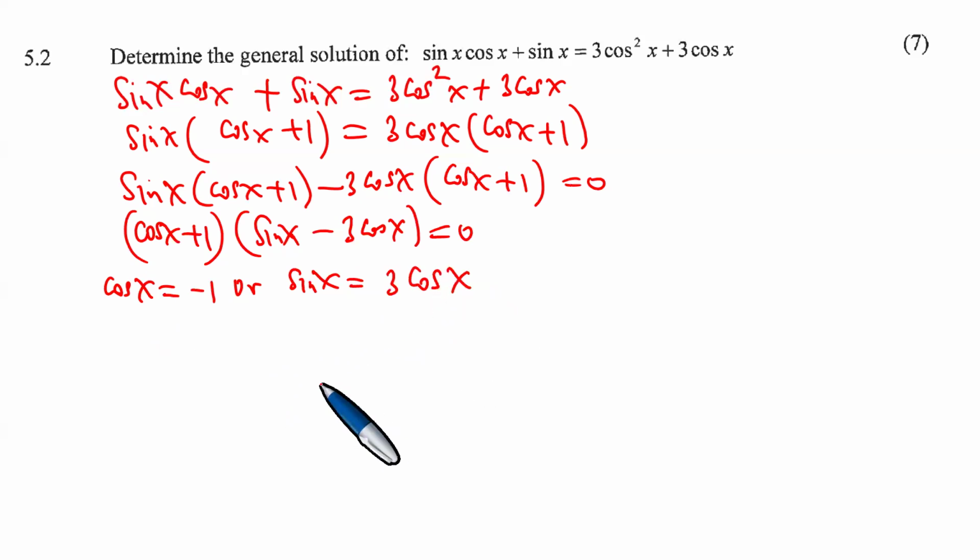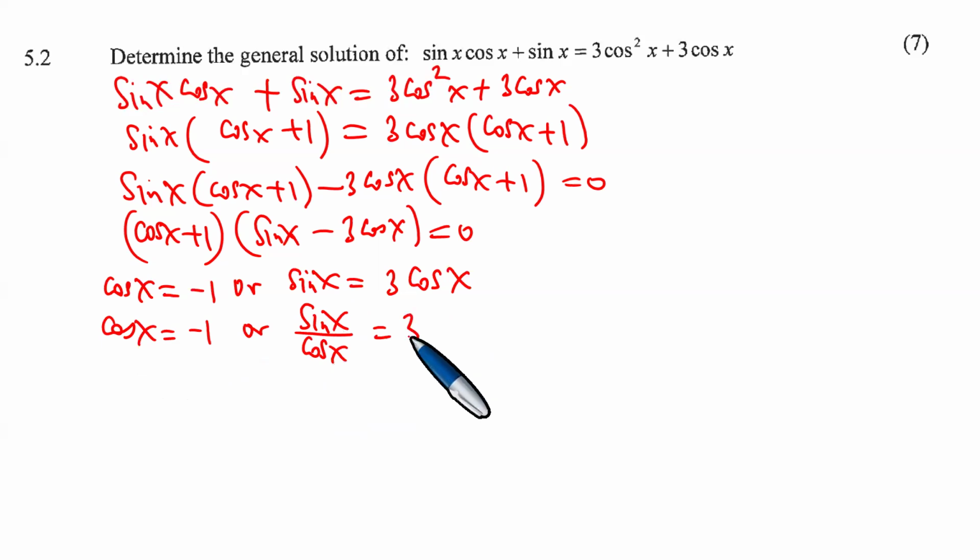And then what do we do here? Reference angle. Yeah. We get our reference angles. Well done. Before we get our reference angles, let's just write a trivial step here. Cosine x is minus 1. And here we can divide by the cosine. This is tan x, which is 3, right? And obviously it gives us tan x equals 3, and this is cosine x equals minus 1.